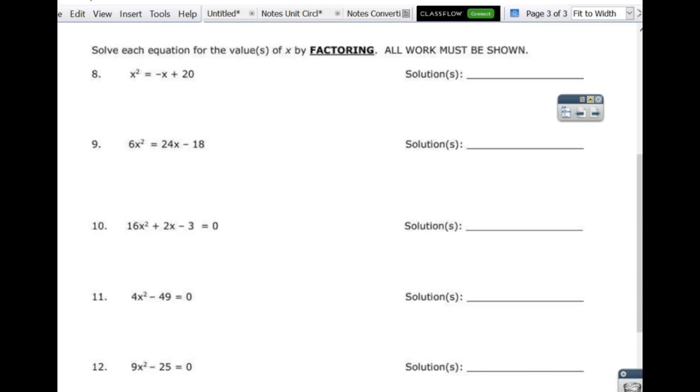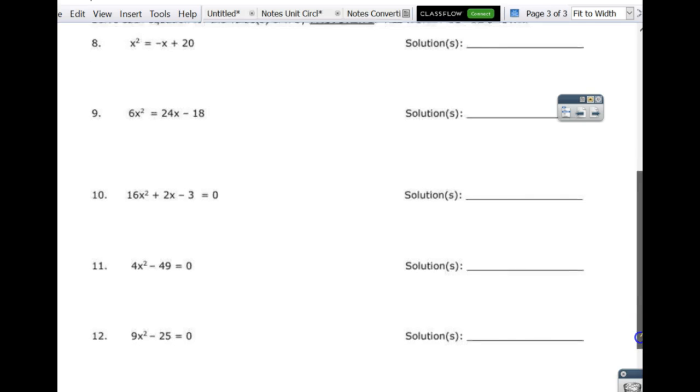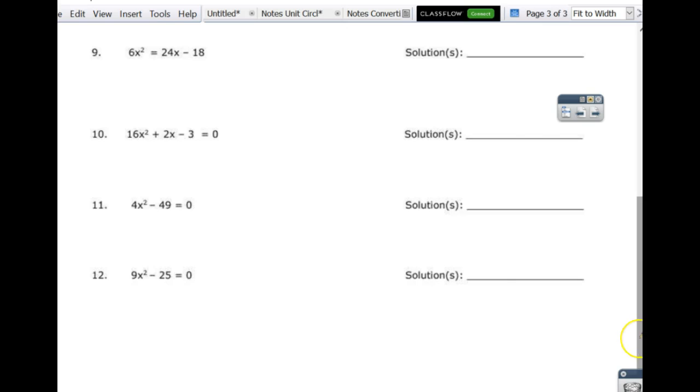All right, everybody look at 11 and 12. What kind of factoring is that? Perfect square, right? So that means I'm going to get 1 plus and 1 minus. So what's the square root of 4? 2x and 2x, and the square root of 49? 7 and 7. So if I set 2x plus 7 equal to 0, I'm going to subtract the 7 and divide by 2. So the x is negative 7 over 2.